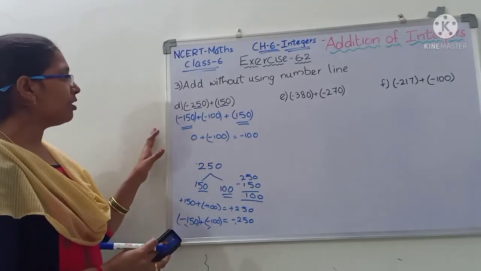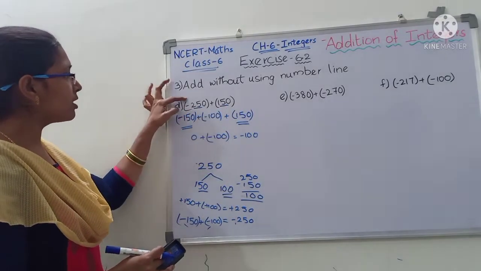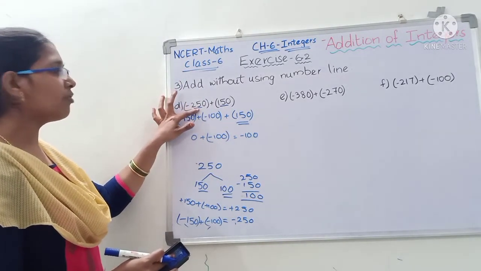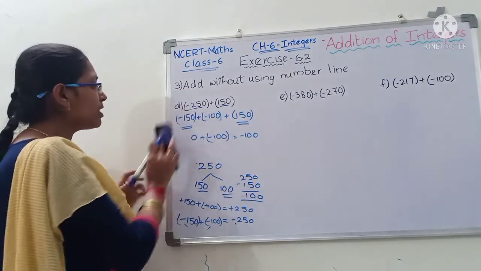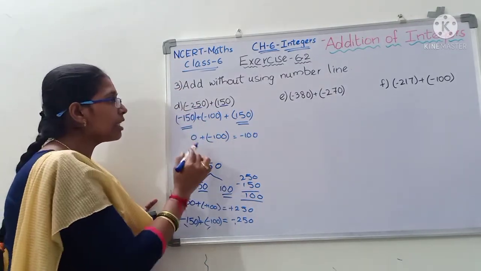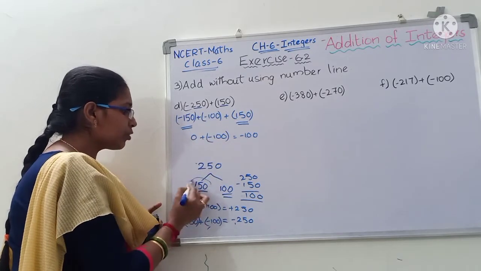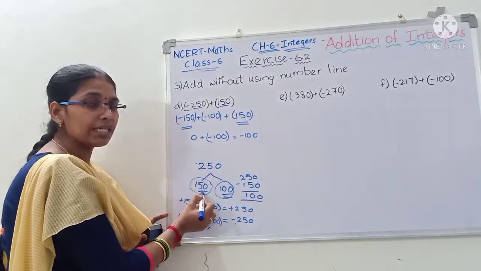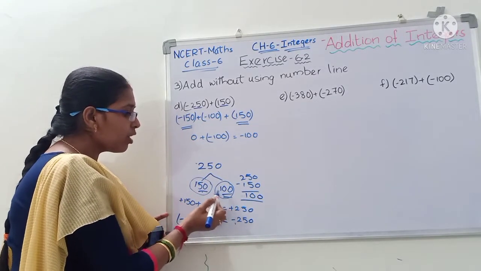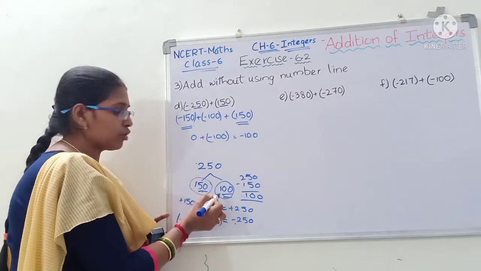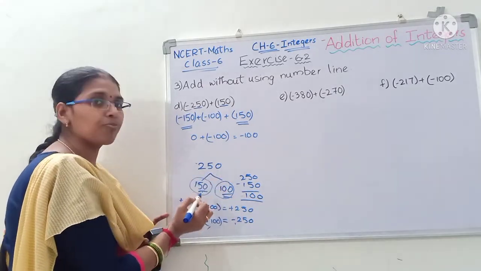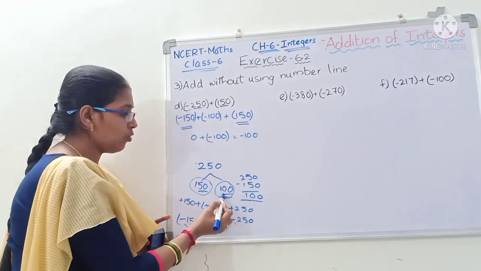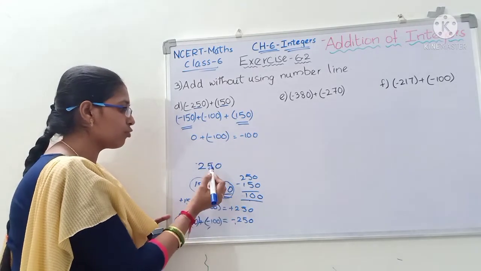What did we do, children, here? Minus 250 and 150. Don't consider the sign, and for easy solving of the problem, consider the big number. 250 is bigger than 150. So express 250 as sum of two numbers. In the two numbers, one number should be 150. So 150 as it is. You write as it is. Then find the other number. For 150, what number should you add such that the result is 250? How do you get that? 250 minus 150. The answer is 100. So write 100 here. 150 plus 100 is 250.